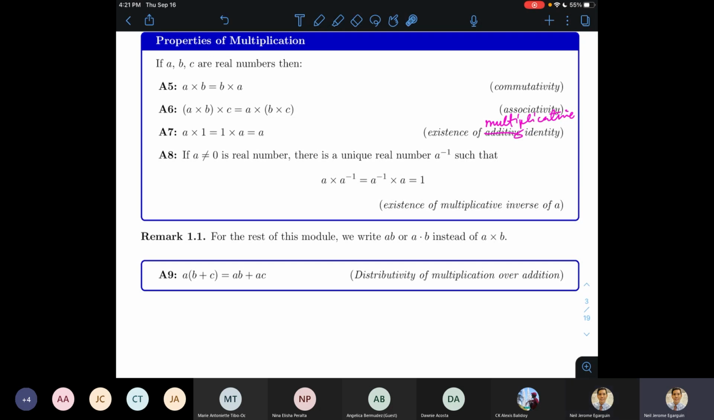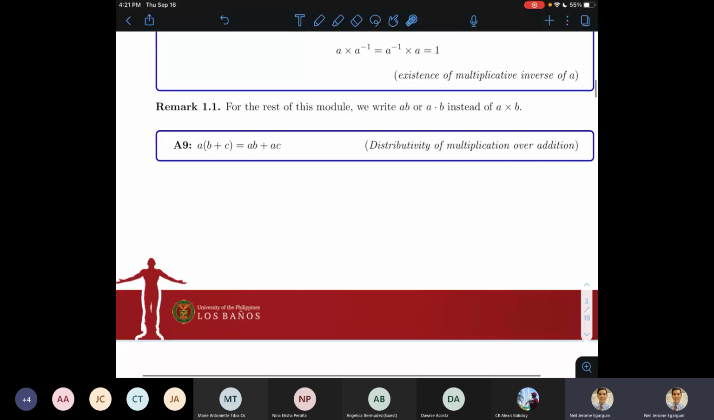All right. And then we'll have remark 1.1 after these axioms. We say here that for the multiplication, we will write either the concatenation of A and B. We'll just write them without spaces, or whenever necessary, I'll put a dot between the 2 factors instead of writing A cross B or A times B. So notations lang naman. And these are the usual notations we use for multiplication.